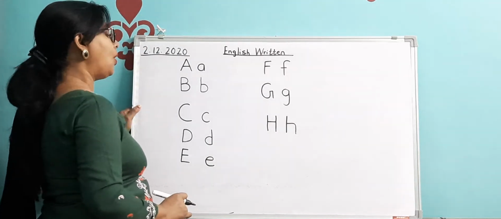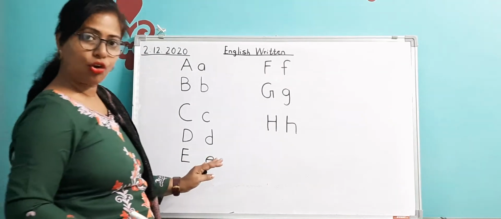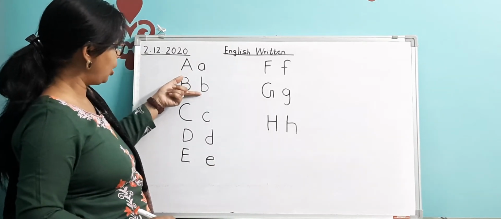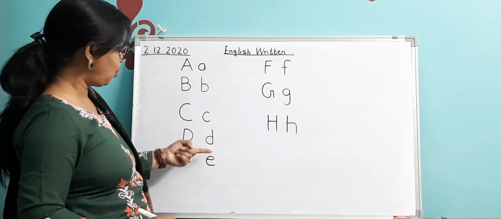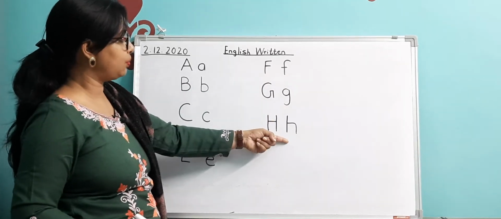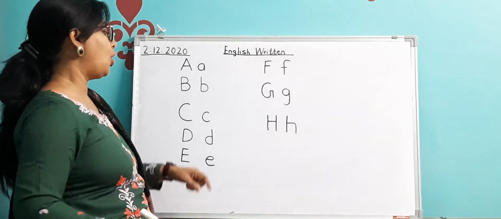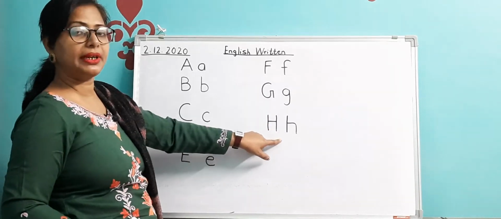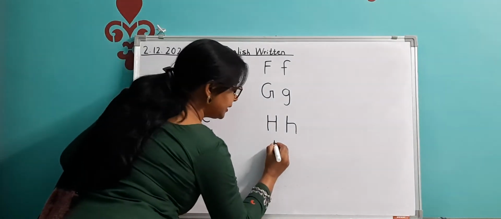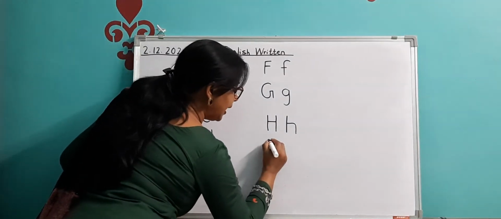Okay. Now, till here we have done in our copy. Okay. How to write within the lines. This is small a, small b, small c, small d, small e, small f, small g and small h. Okay. So, now after H, which alphabet comes? After H comes I. So, this is capital I.